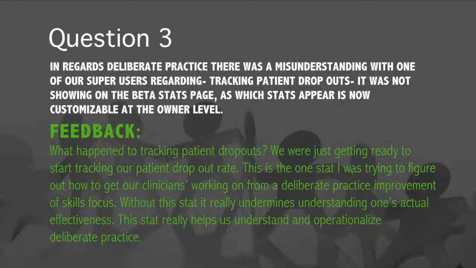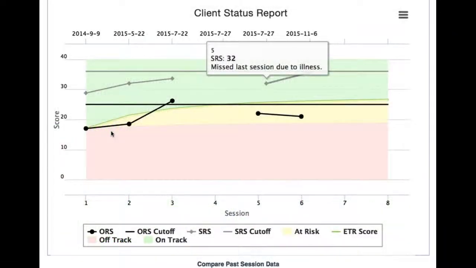This is one stat I was trying to figure out how to get clinicians working on from a deliberate practice improvement of skills focus. Without this stat, it really undermines understanding one's actual effectiveness. So how does looking at dropout rates affect your pre-post effect size, for example, and how is that related to deliberate practice? Well, let's talk about the effect size.